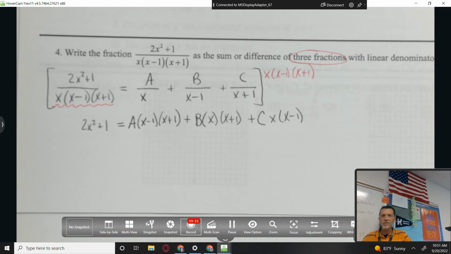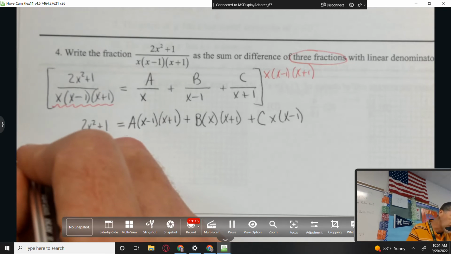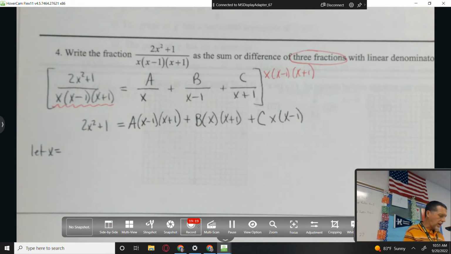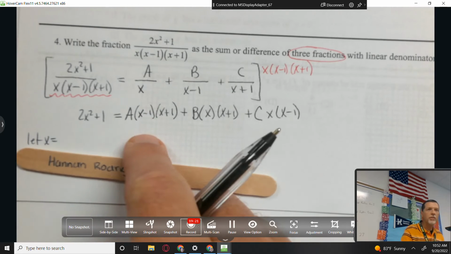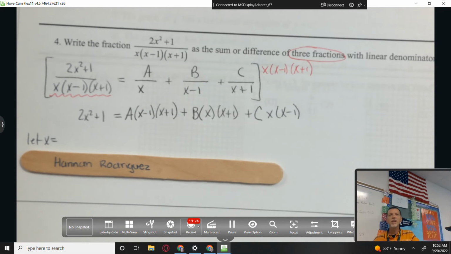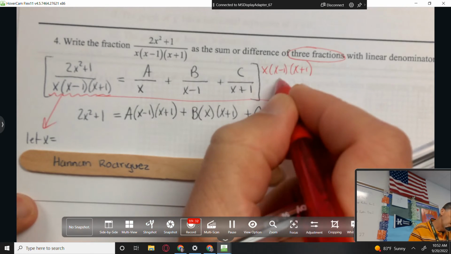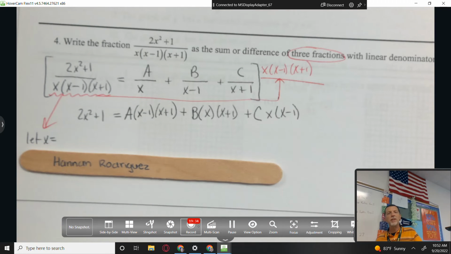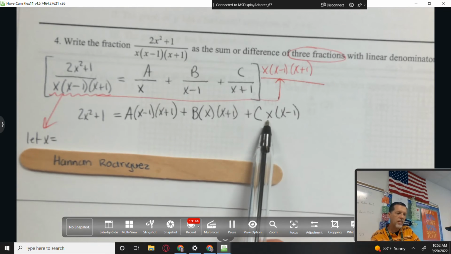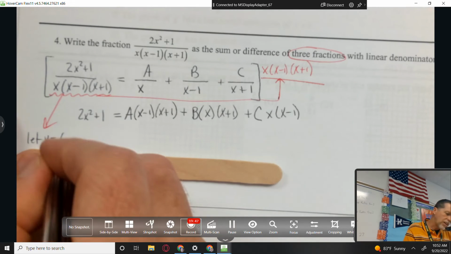So things are a little uglier on this one because there's extra stuff flying around. But when we pick x values, it's still going to work kind of the same way here. Hannah, what would be a good value of x to pick? That original denominator tells me what to multiply by. It also tells me what to pick for x. 0 would work because that would wipe out B and C. So let's let x be 0.